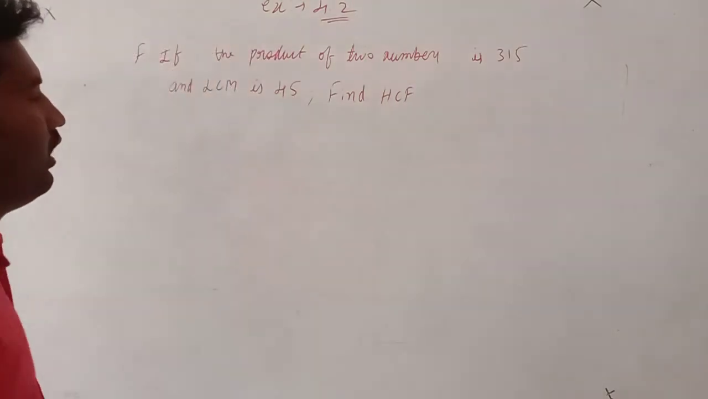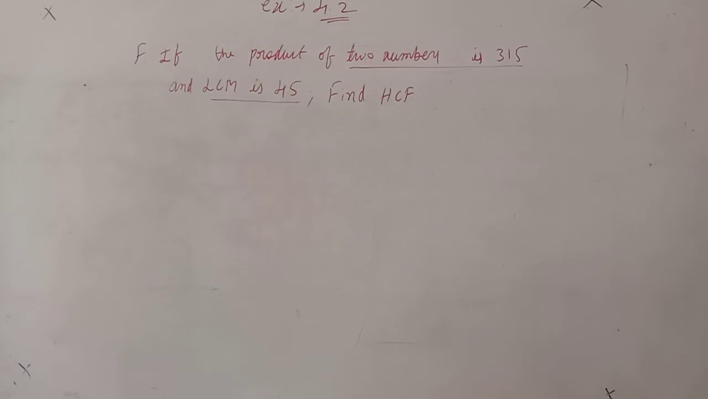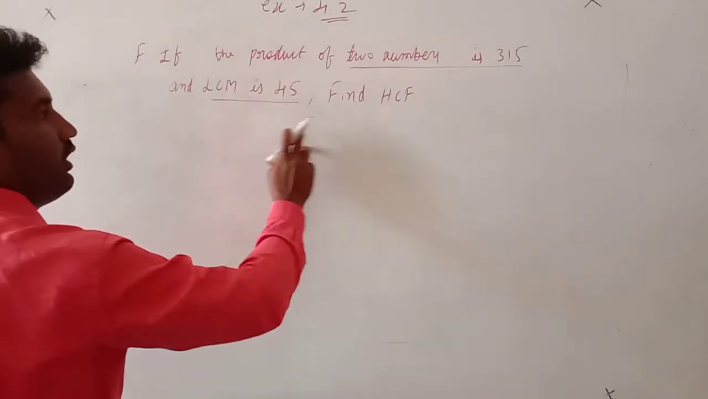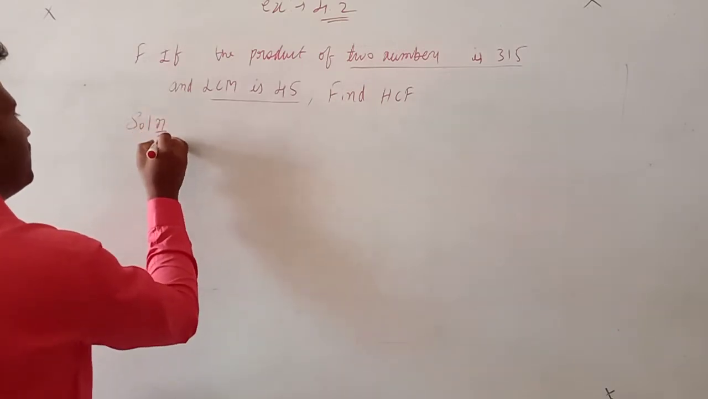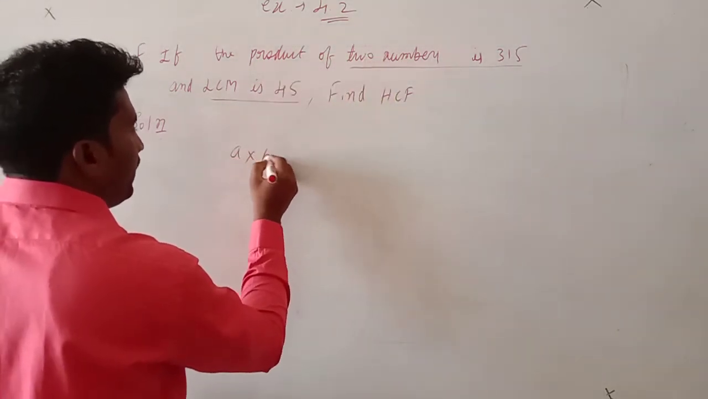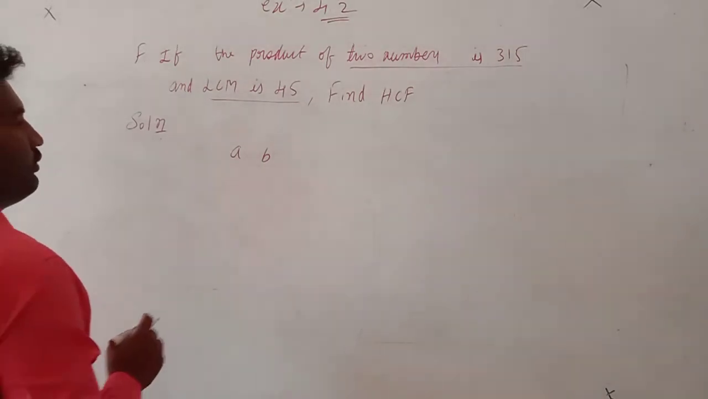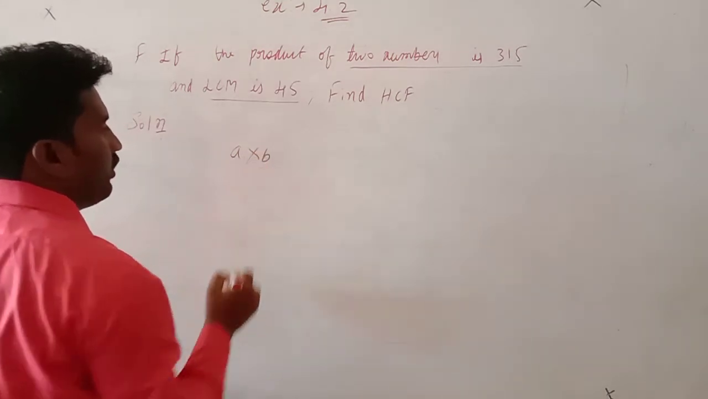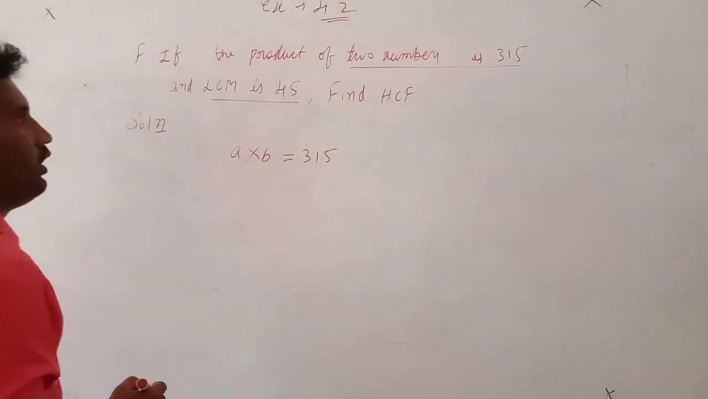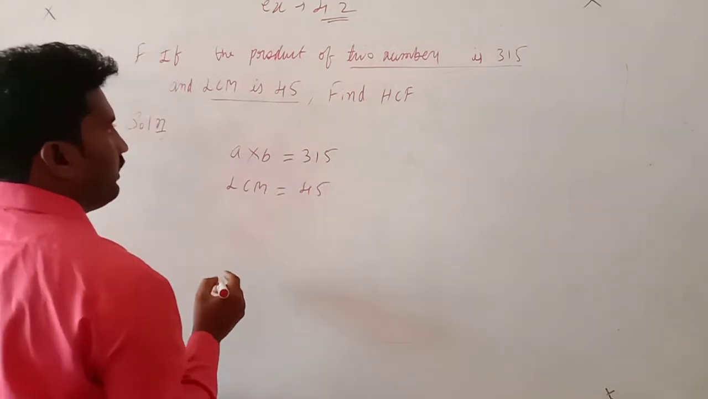In the question, the product of two numbers and the LCM are given. Taking the two numbers as A and B, the product A into B equals 315. The LCM is 45. We have to find the HCF.